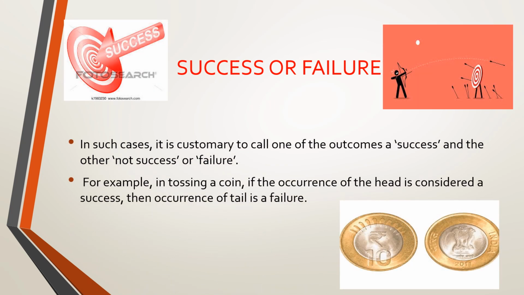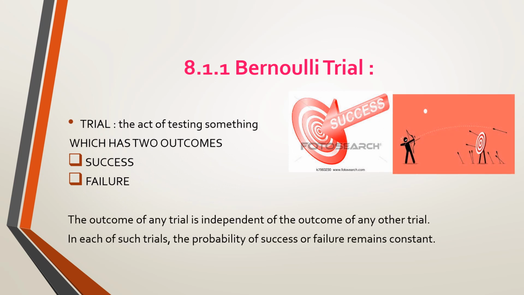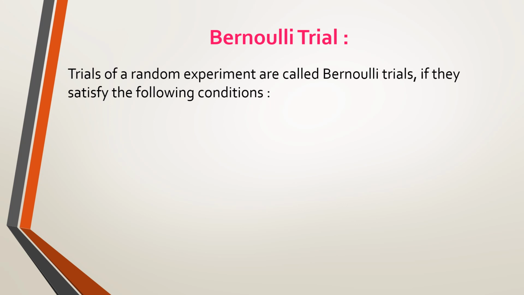For example, tossing a coin: if the occurrence of a head is considered as a success, then the occurrence of a tail is a failure. Bernoulli trial. It is the trial which has only two possibilities, that is success and failure. The outcome of any trial is independent of the outcome of any other trial, and the probability of success and failure remains constant for all the trials. So here we define what is a Bernoulli trial.